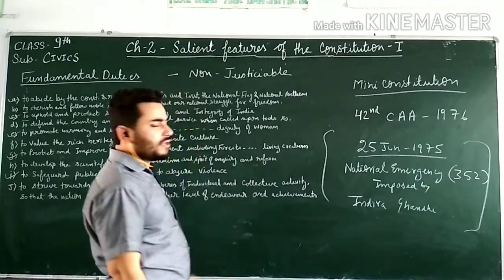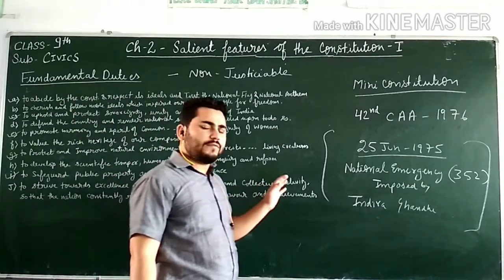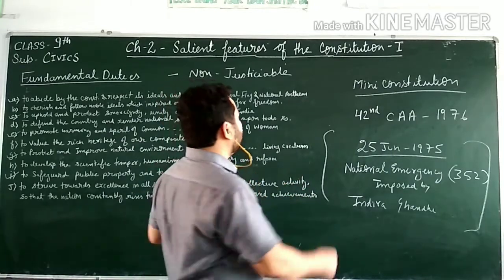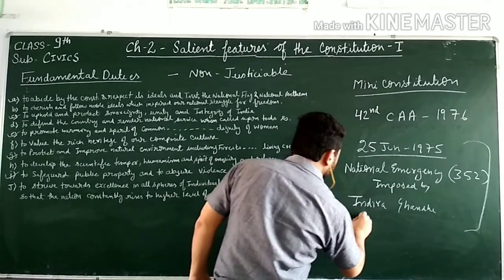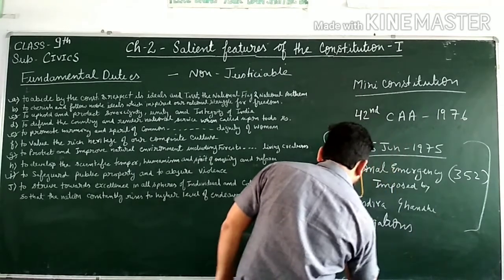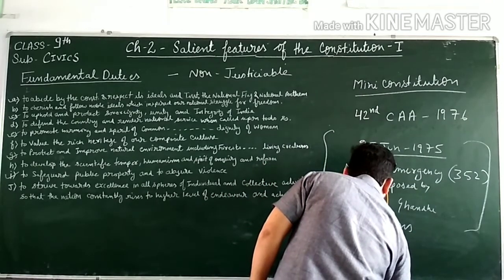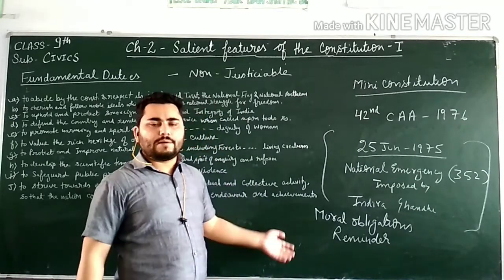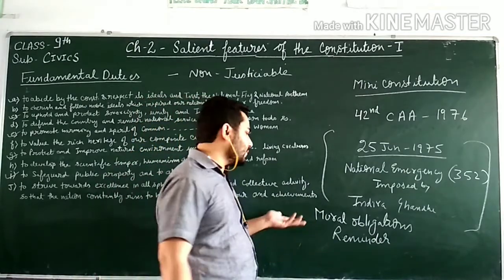but these fundamental duties are non-justiciable. Writs cannot be issued. It means one will not be forced to obey these duties. These are just some moral obligations. What? Moral obligations. It means these are reminders which tell you that you have certain duties towards India. When you are enjoying fundamental rights, you have some duties also towards India.